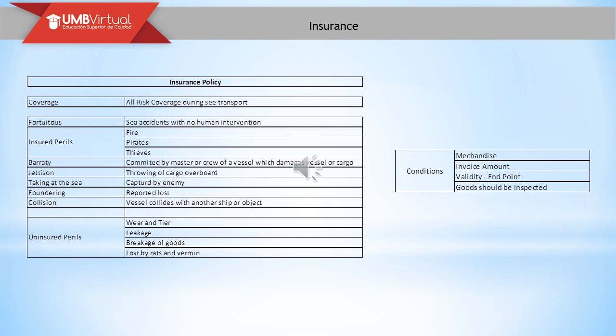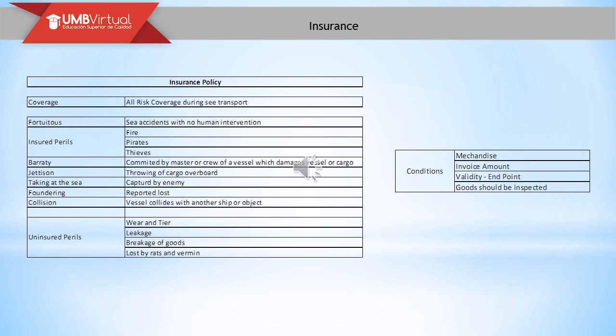One more is barratry. Barratry is when the master or the crew act wrongfully and they can damage the vessel or the cargo, so it's very important to be covered for that. The jettison is another one, where again the crew or someone might throw the cargo overboard. In that case, the cargo is going to be lost and must be covered by the policy.